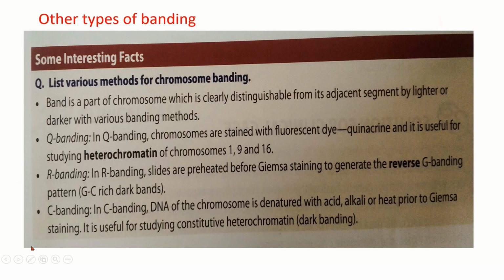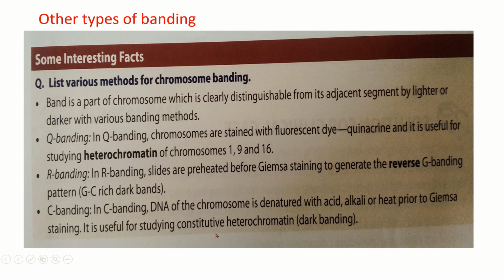So various other bandings like Q banding, where we use quinacrine, a fluorescent dye. It is useful for studying heterochromatin of chromosomes 1, 9 and 16. Then R banding, reverse banding, where the slides are preheated before GM staining, which will produce reverse G banding pattern. Then C banding, where chromosomes are denatured with acid or alkali or heat prior to GM staining.